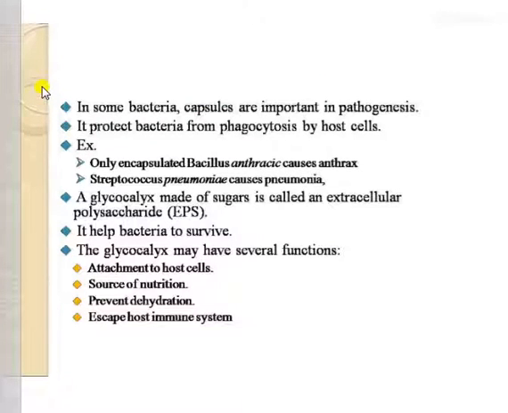In most bacteria, capsules are important for the pathogenesis of the bacteria. It protects the bacteria from phagocytosis by the host cell. Only encapsulated Bacillus anthracis, or Bacillus anthracis having capsules, causes anthrax, and Streptococcus pneumoniae having capsules has the ability to produce pneumonia. Some other important functions of the Glycocalyx are attachment to the host cell and serving as a source of nutrition. It prevents dehydration of the bacterial cells, and it helps the bacteria to escape the host immune system.